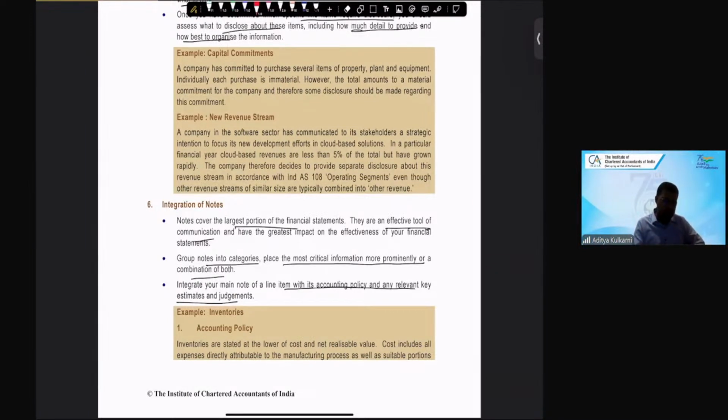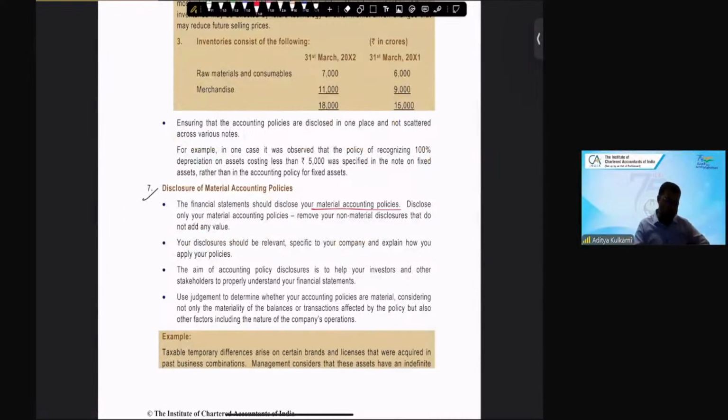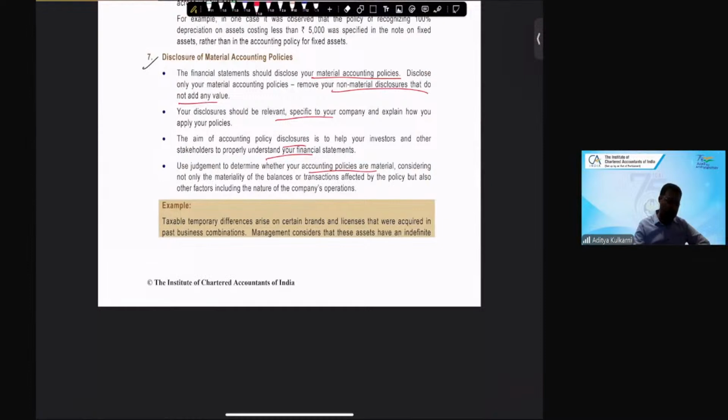Group notes into categories, place the most critical information more prominently or a combination of both. Integrate your main note of a line item with its accounting policy and any relevant key estimates and judgments. Okay. All right. Material accounting policies shall be disclosed. Remove non-material disclosures that do not add any value. Disclosures should be relevant and specific to your companies. Help your investors understand your financial statement. That is the purpose of disclosures. Use judgment to determine whether your accounting policies are material, considering not only materiality of the balances, but also the nature of the company's operations. So that is how you will categorize into material or non-material.